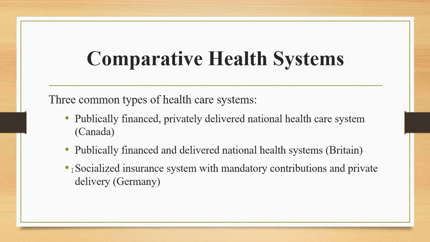And third is a socialized insurance system that's financed through mandatory contributions by employers and employees, in which care is delivered by private practitioners. So variations exist within these types of systems regarding the role of the central government, the presence of private insurance, the way the healthcare system is actually financed, and how care is administered by providers and assessed by patients. But those are the three primary ones. You can read about them in more detail in our textbook.